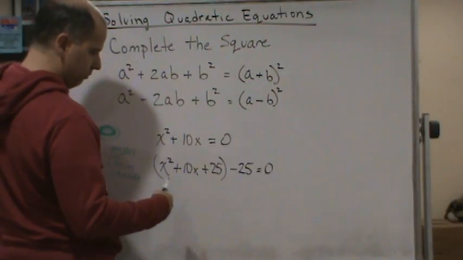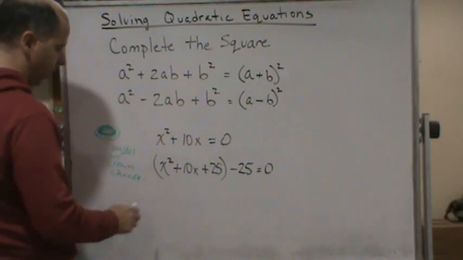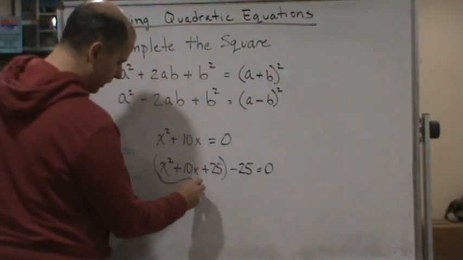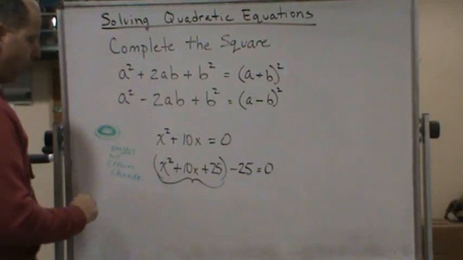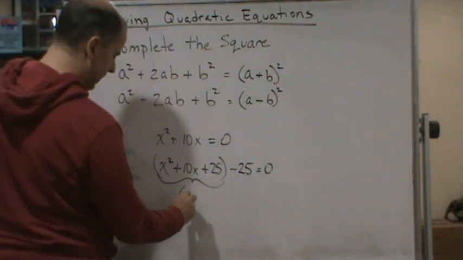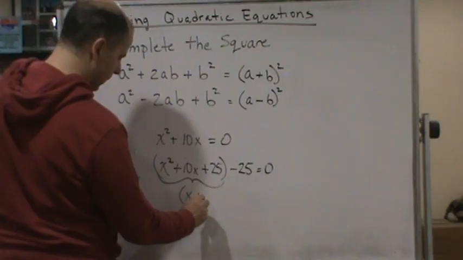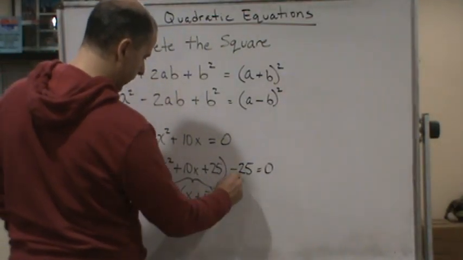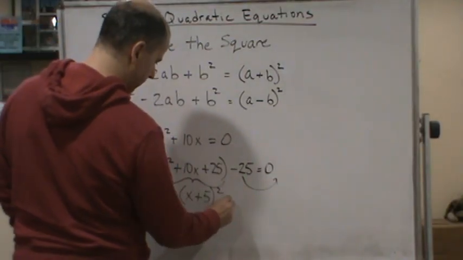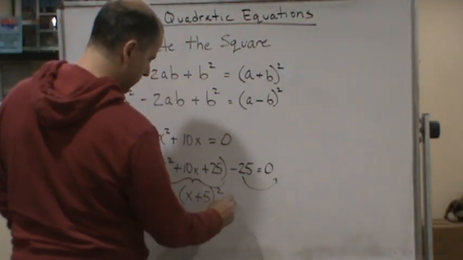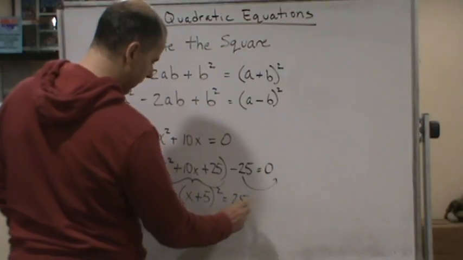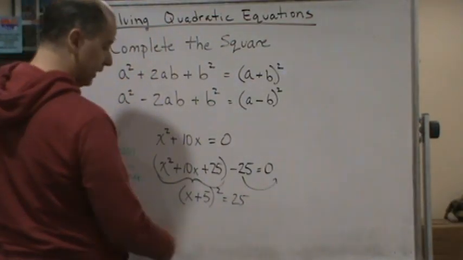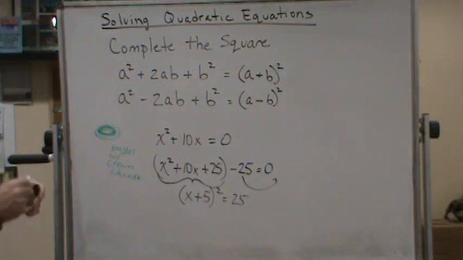It's the same thing. But then this here we can deal with, because now that's a perfect square, and in this case this becomes x plus 5 squared. And then of course if we move this over, that gives us x plus 5 squared is equal to 25, and now we can solve using the square root property.